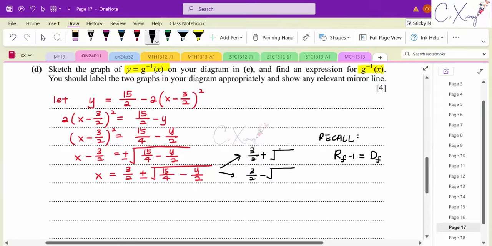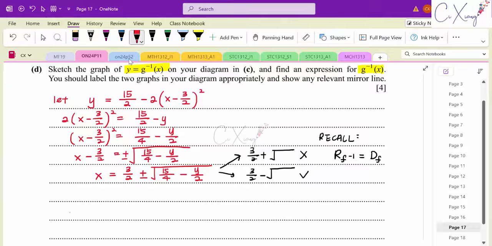Now you ask yourself, from these two equations, which one will give you a result smaller than or equal to 0? When you have 3 over 2 plus something, the answer is always bigger than 3 over 2, so this is not the answer that you want to accept. When you have 3 over 2 minus something, it is possible for us to get something smaller than 0. So this is the correct function for g inverse. You have to choose one; you cannot accept both in your solution.